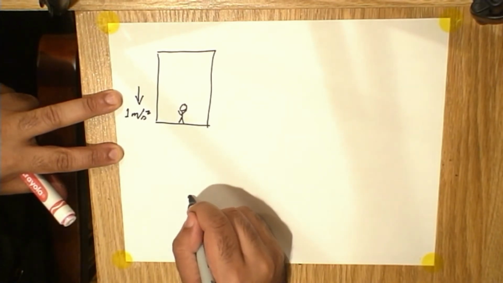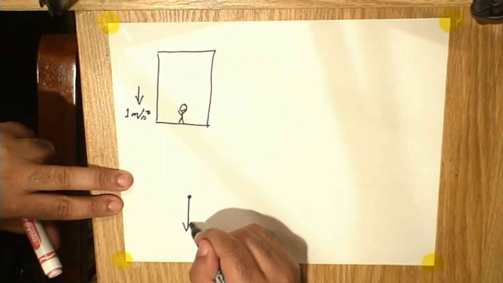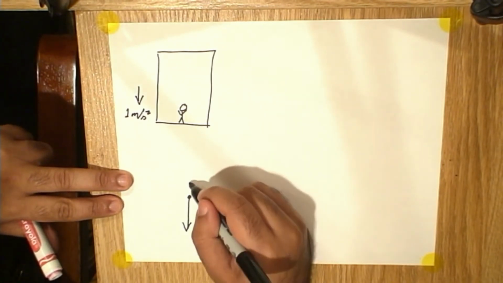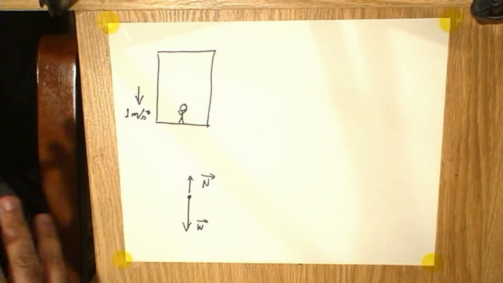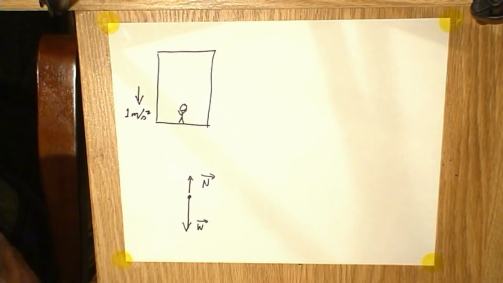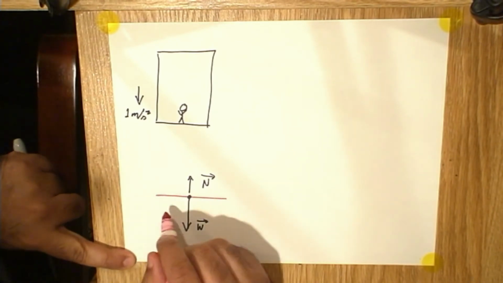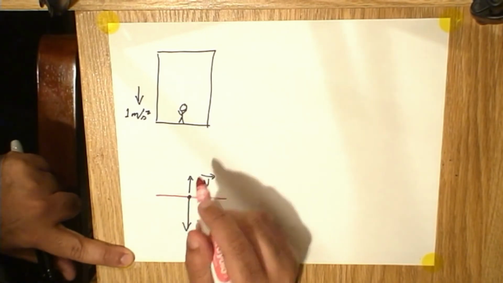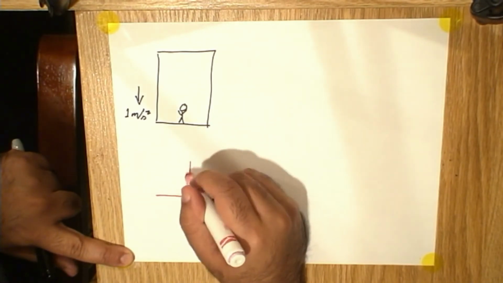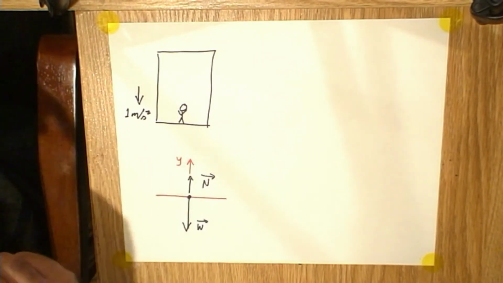So the free body diagram for this person would look as follows. They would have the weight pointing downwards, and they would have a normal force pointing upwards. Free body diagrams don't need to be to scale. They just need to show where the appropriate forces are. So here is the origin. Again, it's always put on the spot. And again, I'm going to set upwards as being positive.